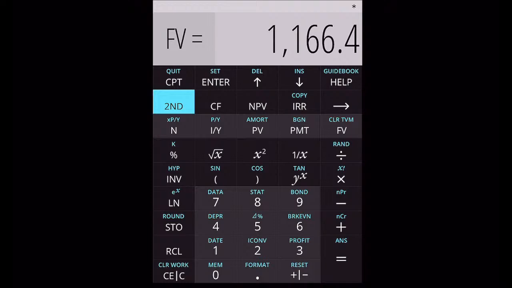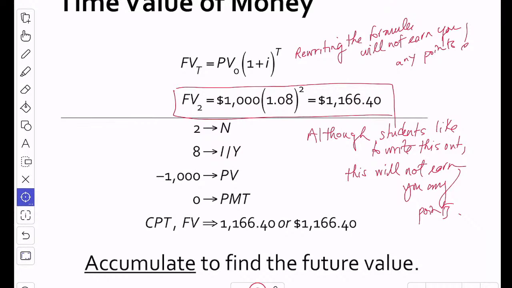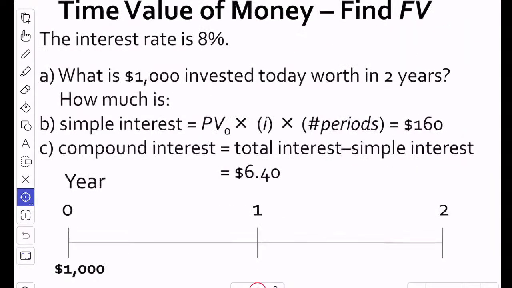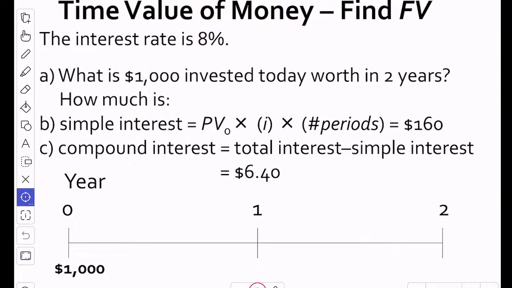Now the calculator assumes that it accumulates interest at the end of each period. That's really important to know. That's how the formula works. So I'll just add this formula here.